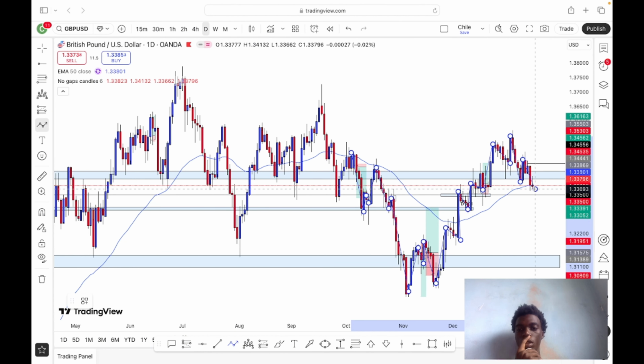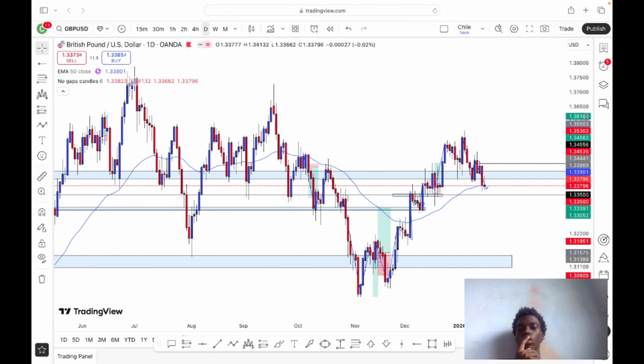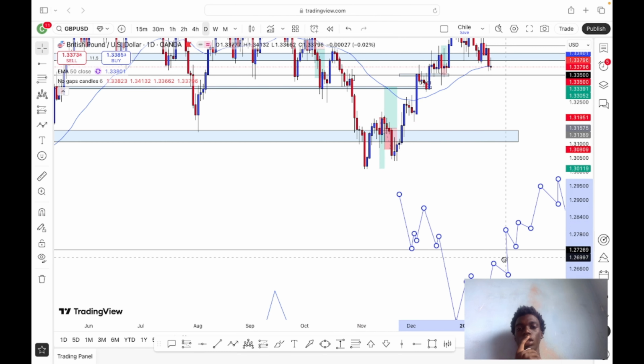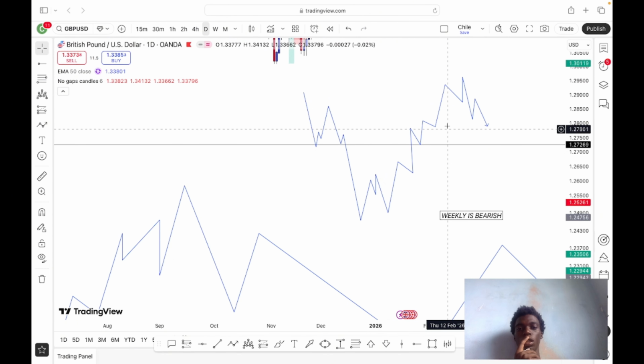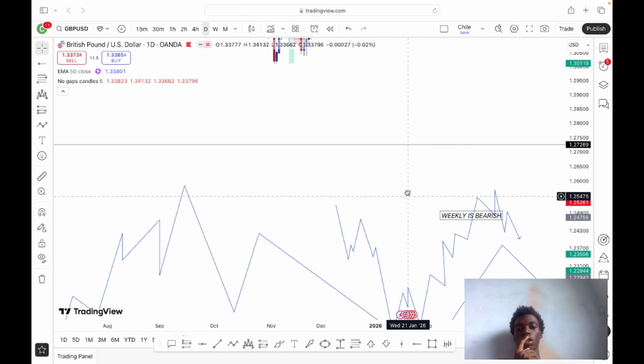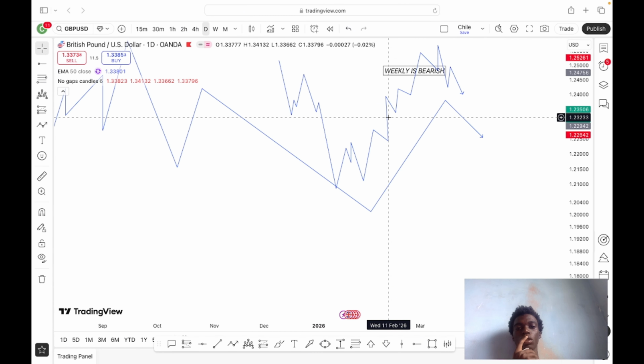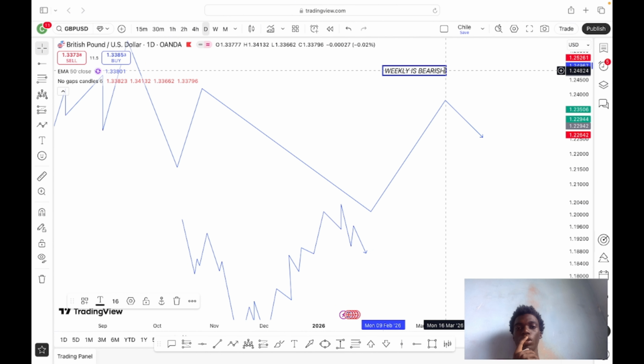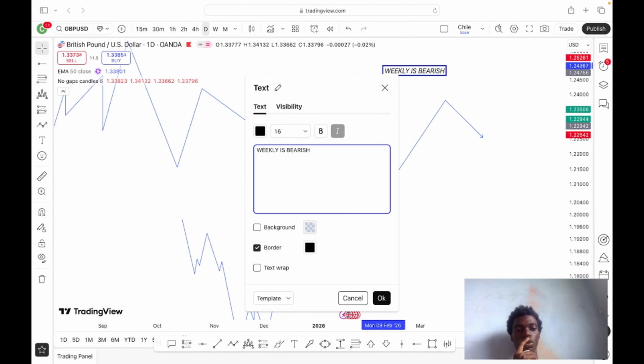So as you can see, the daily is also bearish. Daily bearish. As you can see, the daily is also bearish.